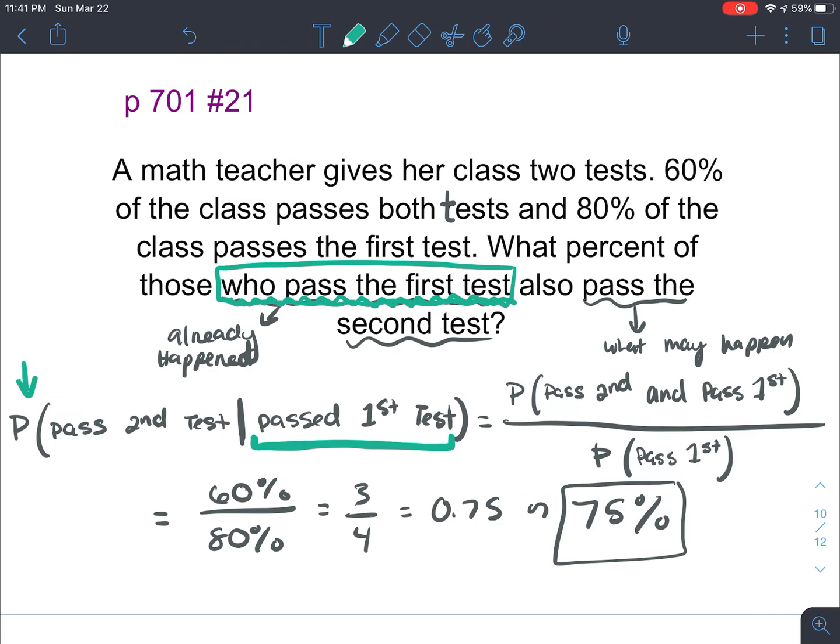So what are we trying to find the probability of? Well, we're trying to find the probability of those who pass the first test that will also pass the second test. Okay, so that's the big question mark. Who will also pass the second test? Making pass the second test the first part. So if I was going to read this probability, I would say find the probability that someone passes the second test given that they have passed the first test.